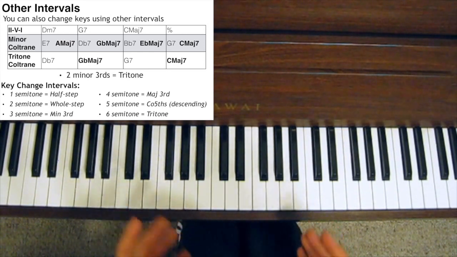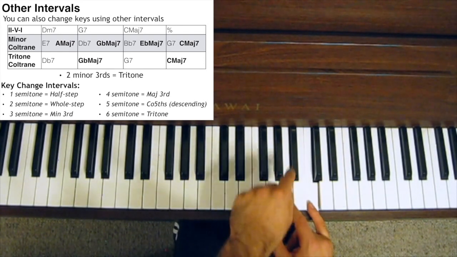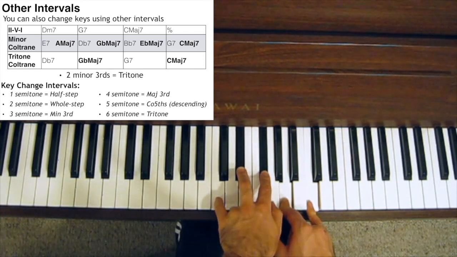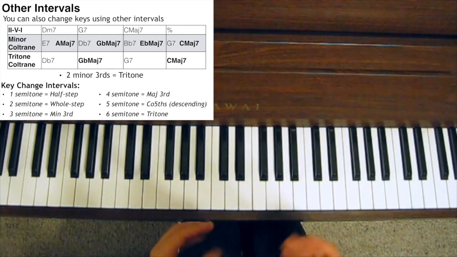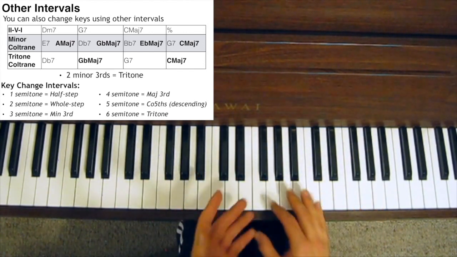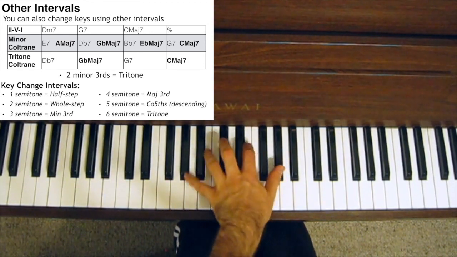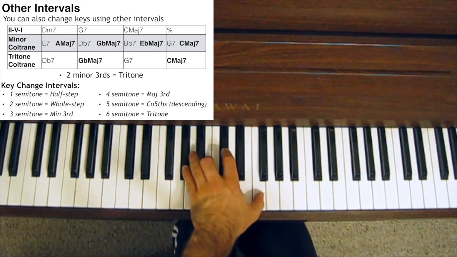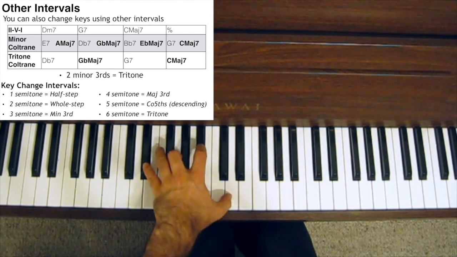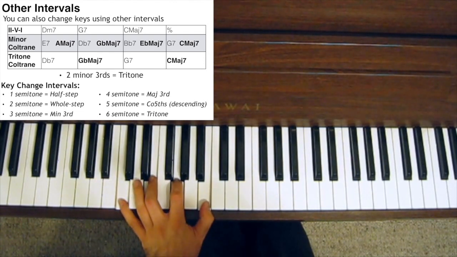Now that's a perfectly fine thing to do. For example, you can change keys by moving down in intervals of minor thirds. So for example, going from C to A to G flat to E flat back to C. So now you can reharmonize a 2-5-1 using this minor Coltrane Changes rather than the regular major third Coltrane Changes. So by going E7 to A major 7, D flat 7 to G flat major 7, B flat 7 to E flat major 7, and then finally G7 to C major 7.